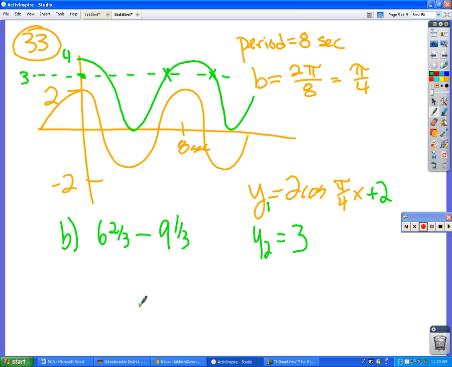So how long of a range is that? What's 9 and a third minus 6 and 2/3? 2 and 2/3. So we've got 2 and 2/3 of a second that it'll be in range.